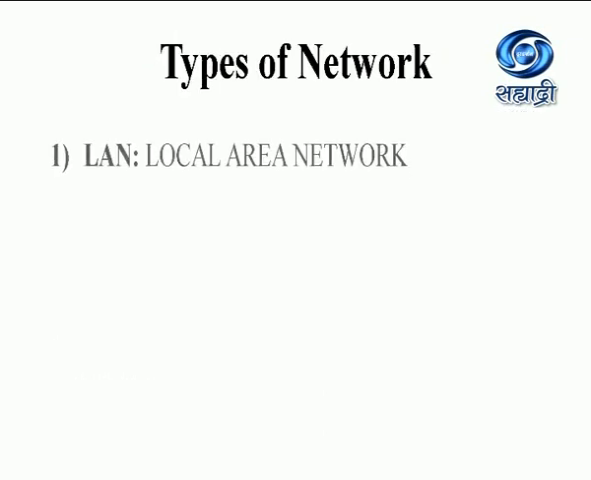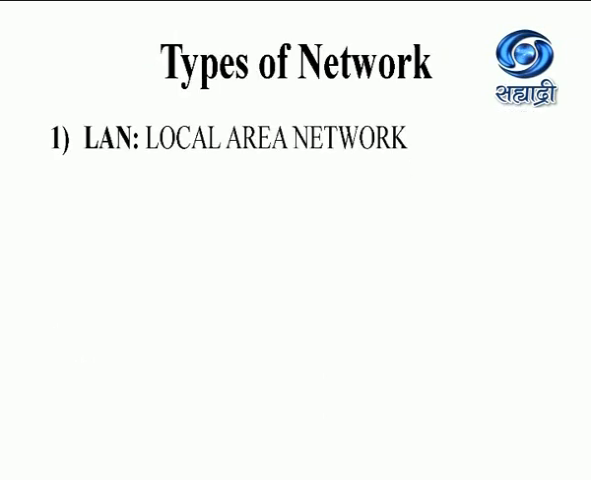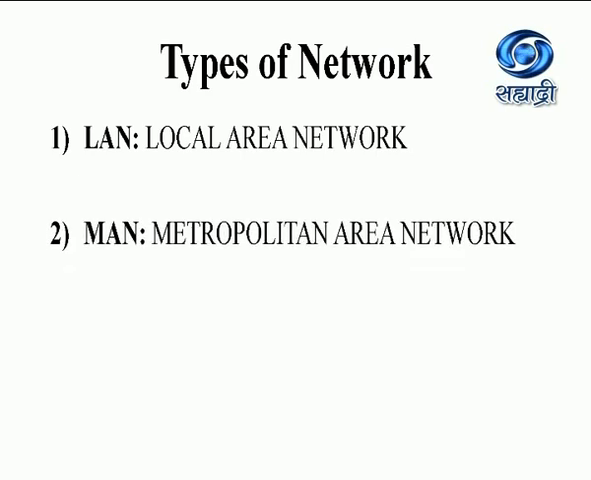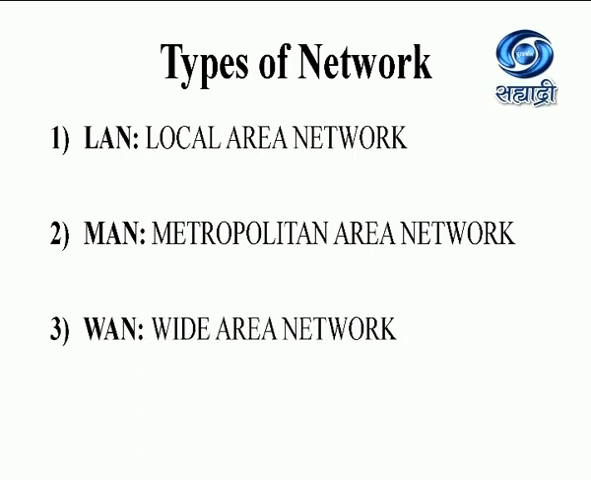So we have types of networks. The first type of network is LAN, that is local area network. The second type of network is metropolitan area network, that is MAN. And the third type of network is WAN, that is wide area network.